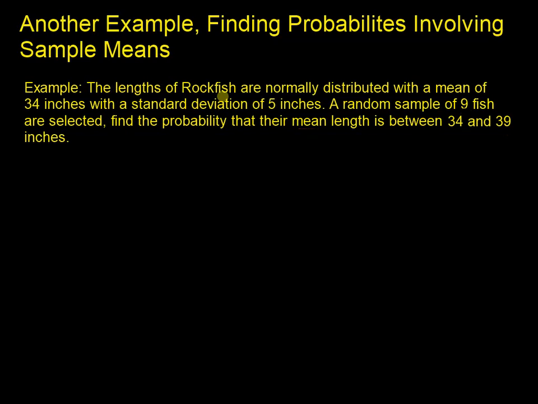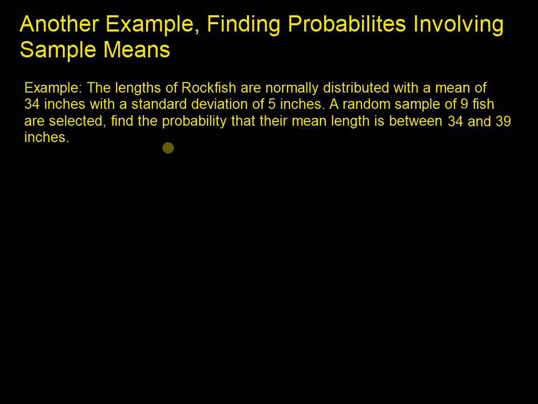The lengths of rockfish are normally distributed with a mean of 34 inches and a standard deviation of 5 inches. A random sample of 9 fishes are selected. Find the probability that their mean length is between 34 and 39 inches.